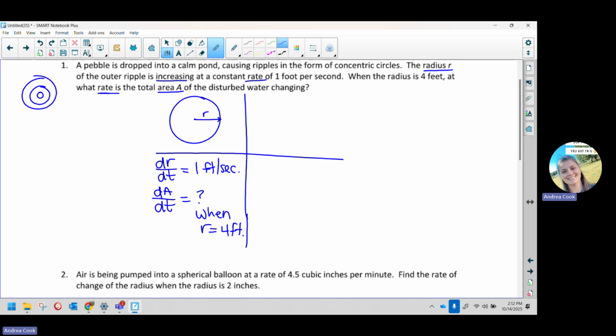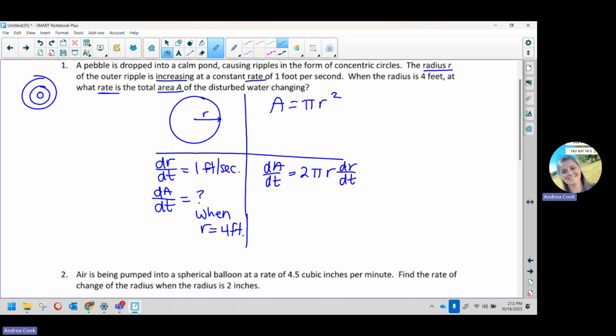So now the formula. What formula am I going to use? Well, I'm looking at the letters and the rates that they give me. I want to find dA over dt, so I'm going to use the area of a circle. That's already one variable, so I don't have to do anything else. Now I can find the derivative. We already practiced that, so dA over dt is 2 pi r dr over dt.